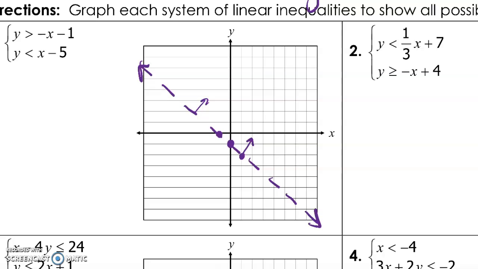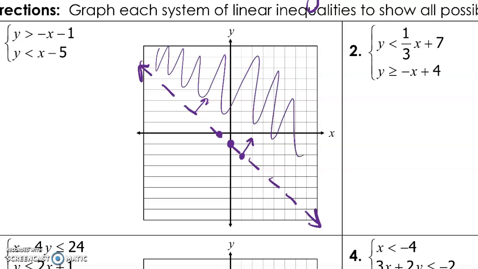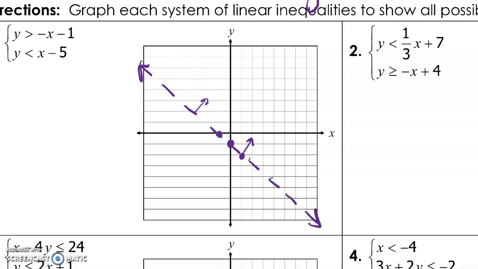Normally we would shade it, but instead I'm just going to put an arrow or a couple of arrows to show which direction I would be shading. Then I graph the bottom one. So y is less than x minus 5.